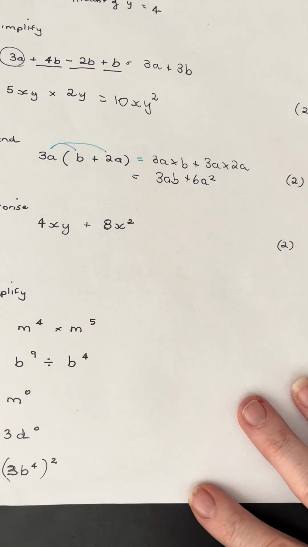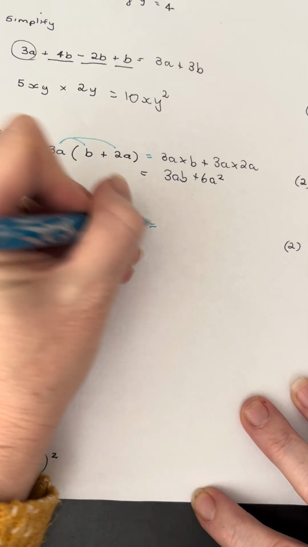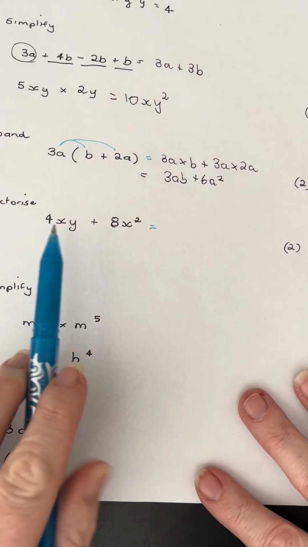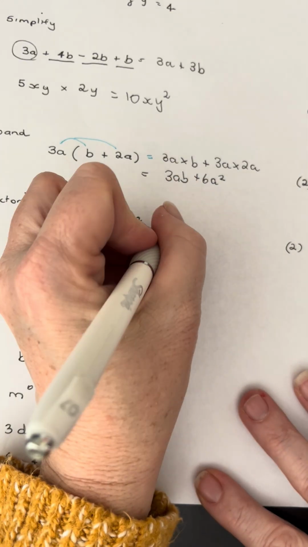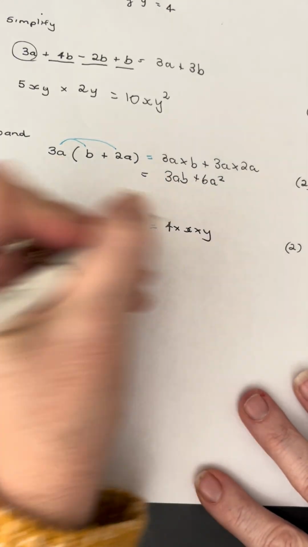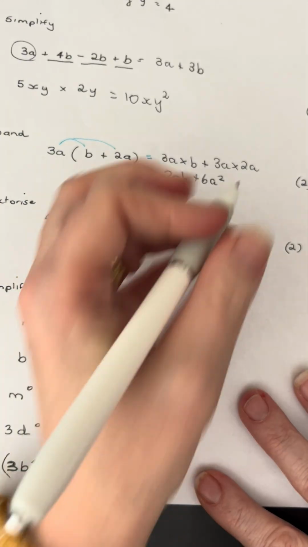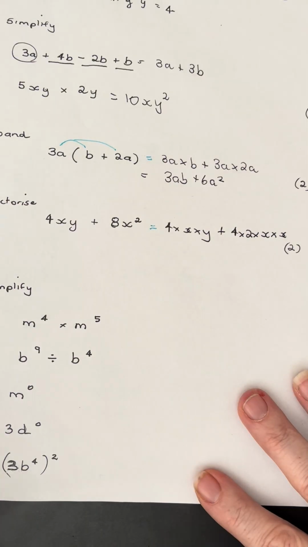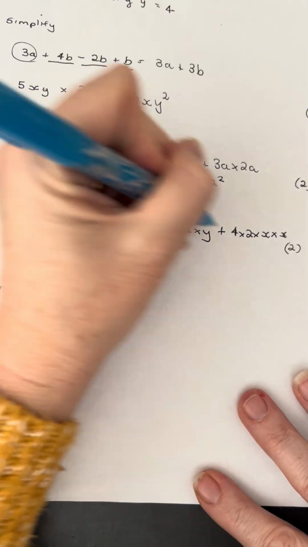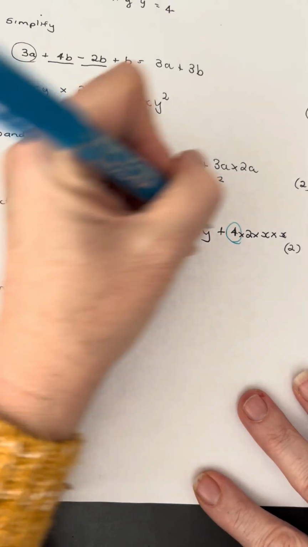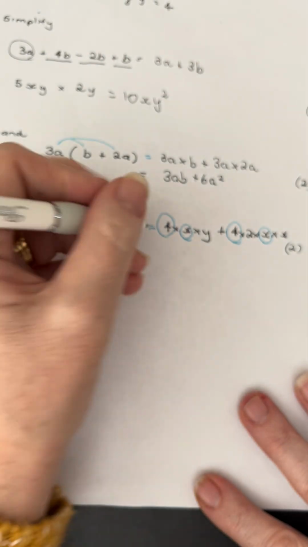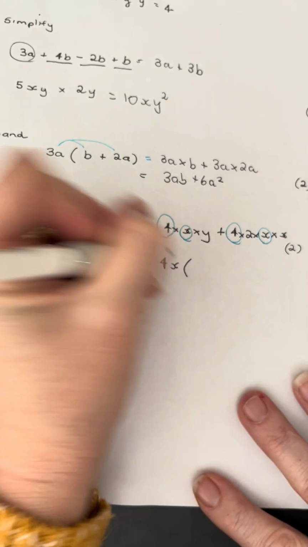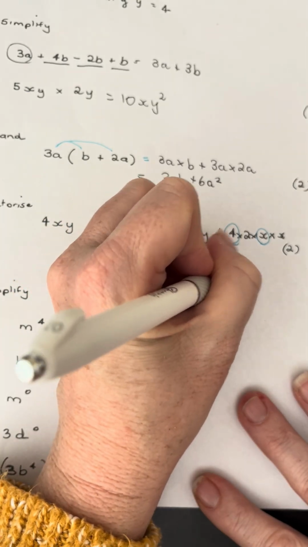When I'm factorising, I'm doing the opposite. So I'm breaking it down and then putting it into brackets. So my 4xy I can write as 4 times x times y. My 8x squared I can write as 4 times 2 times x. So I can circle that we have a 4 in common and we have an x in common. So we can put the 4x out the front, and then inside we've got y plus 2x.